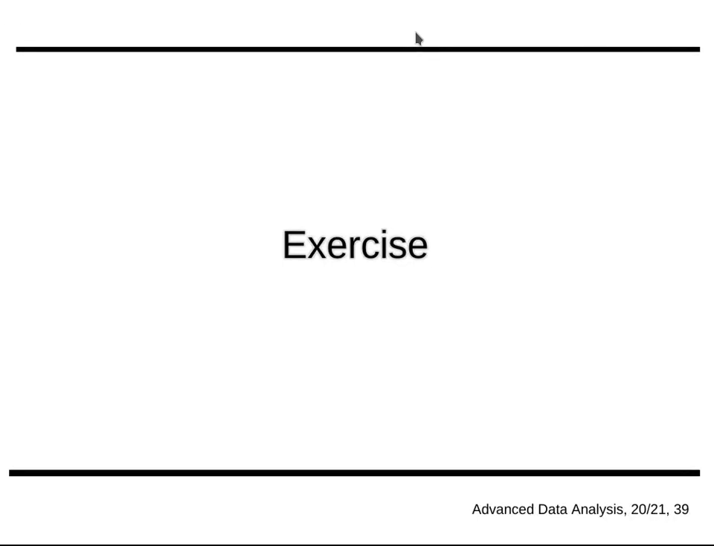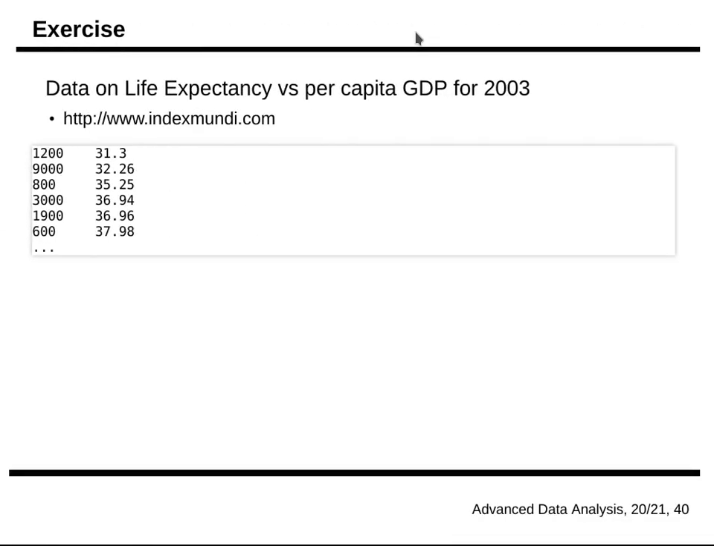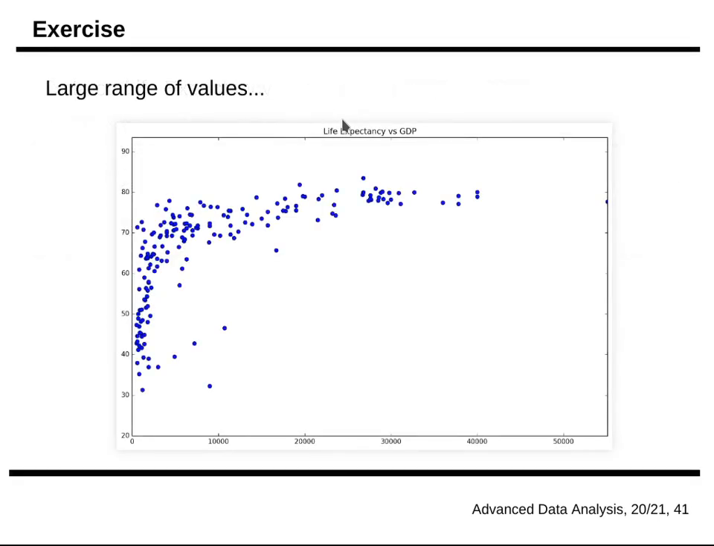So for the exercise that you're going to do, you will use this data on life expectancy and per capita GDP. This is from this site, Index Mundi. It's a table with data for 2003 for 180 countries. So this is the look of the data. When we plot, this is GDP here, and this is life expectancy for these countries.